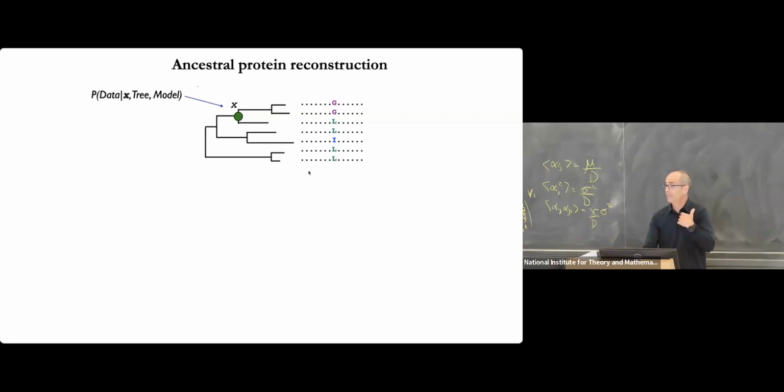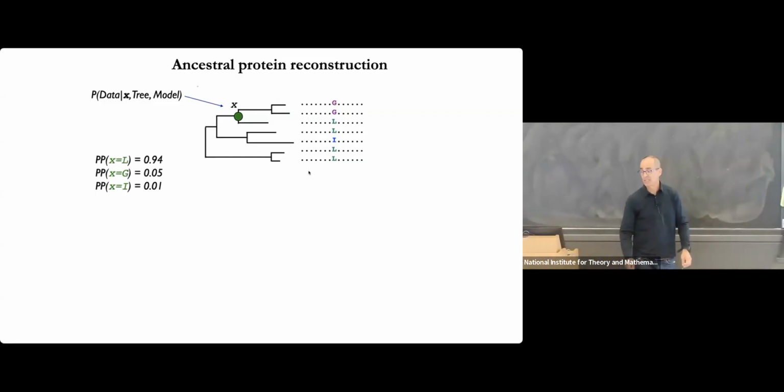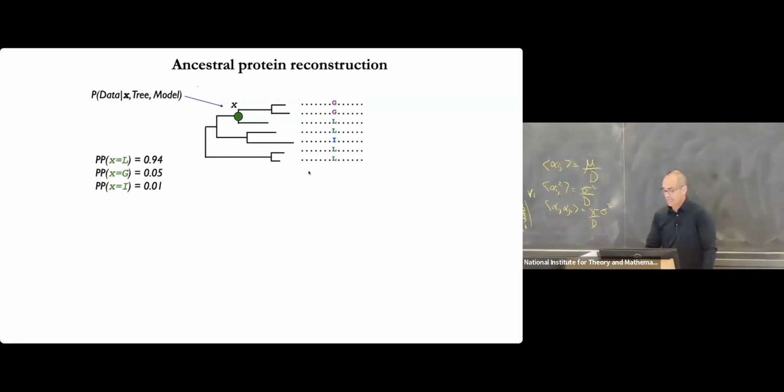And using a Bayesian approach, we can calculate the posterior probability of any of the 20 possible amino acid states at that node. The maximum a posteriori state is the one that has the highest probability of giving rise to all of the sequence data that we see in the world today, given the phylogeny and the model.